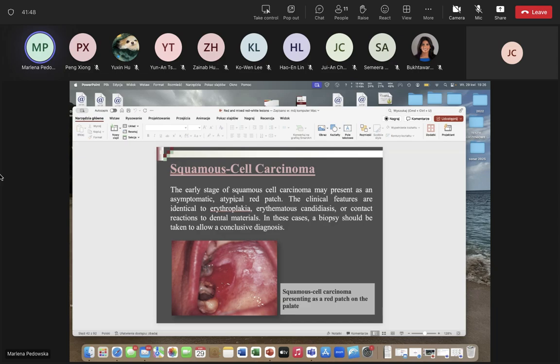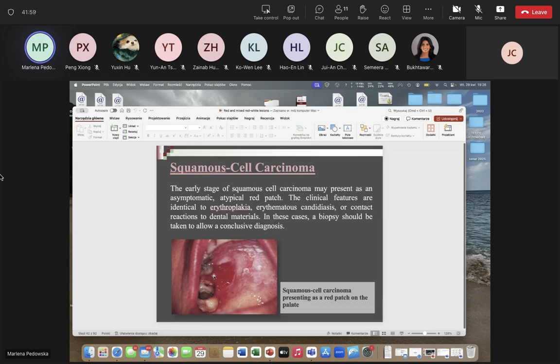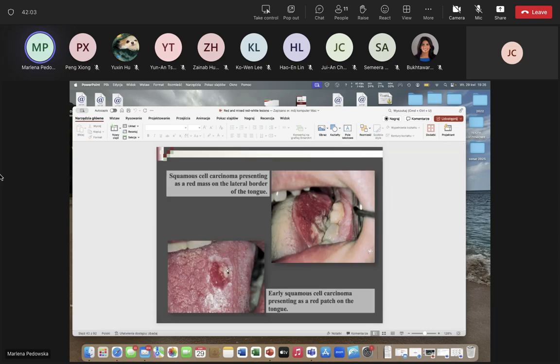This is a clinical picture of squamous cell carcinoma on the palate. Of course, we shouldn't remove any teeth from it. First, we should examine the lesion, do the biopsy, and then plan the treatment. It should be first surgical treatment, afterwards maybe radiotherapy and chemotherapy. Here we have some squamous carcinoma on the side of the tongue and also on the tongue.